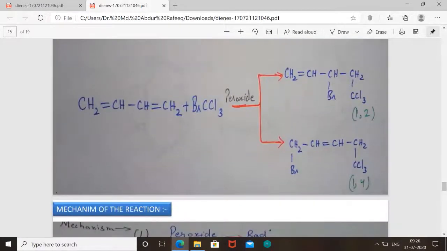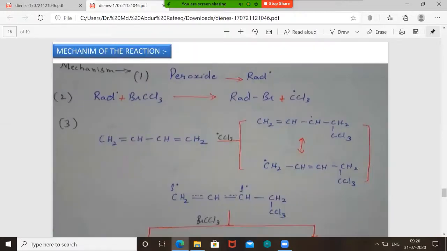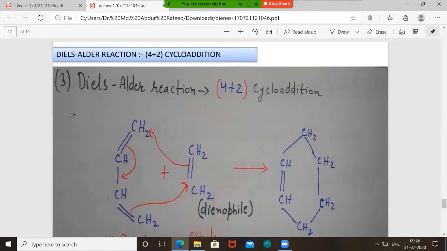Next, free radical addition. That is, in the presence of peroxides. We again have two types, 1, 2 addition and 1, 4 addition. Here the mechanism is shown, radical plus this peroxide effect. You can note down that.